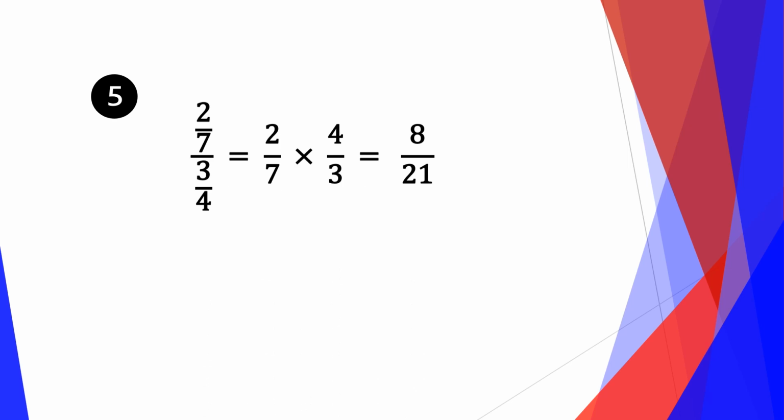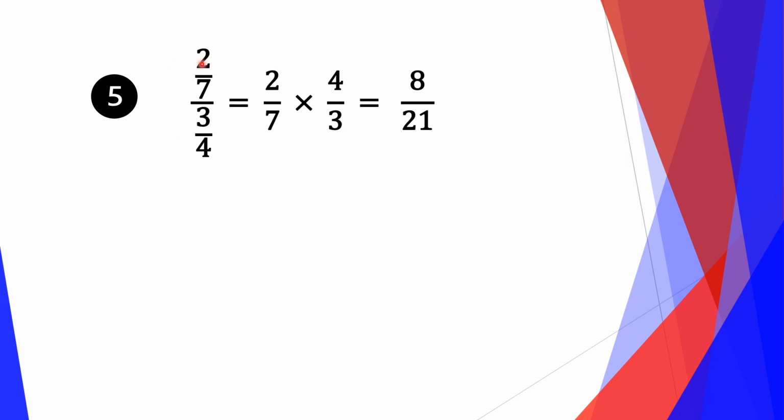Let's move on to question 5. We have 2 over 7 divided by 3 over 4. Again, we keep the first fraction as it is, 2 over 7. We change the division sign into multiplication. We take the reciprocal of the second fraction. We flip it over to write it down as 4 over 3. Now we can't cancel anything. We times our numerators first. 2 times 4 is 8, and then we times our denominators. 7 times 3 is 21. So our solution is 8 over 21.